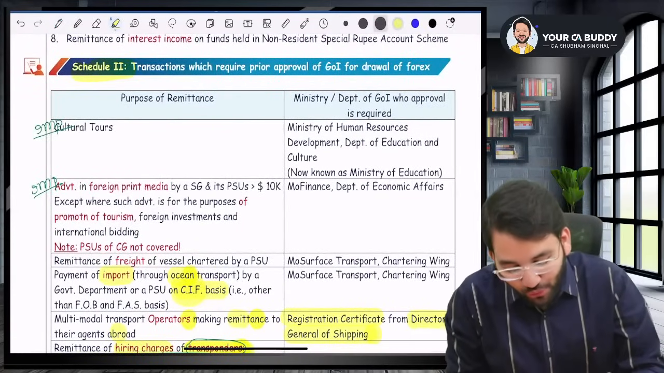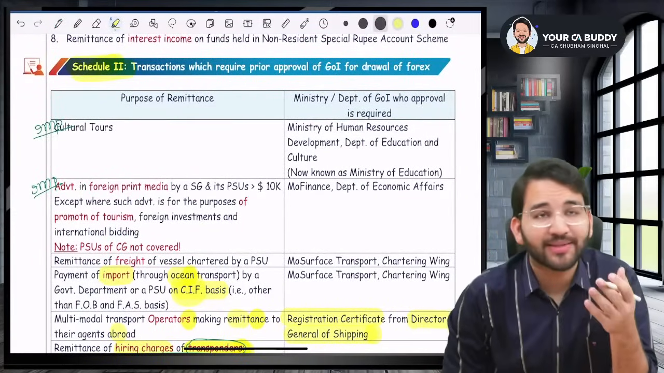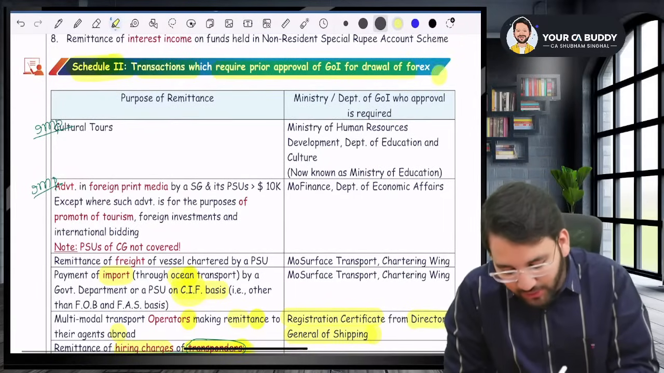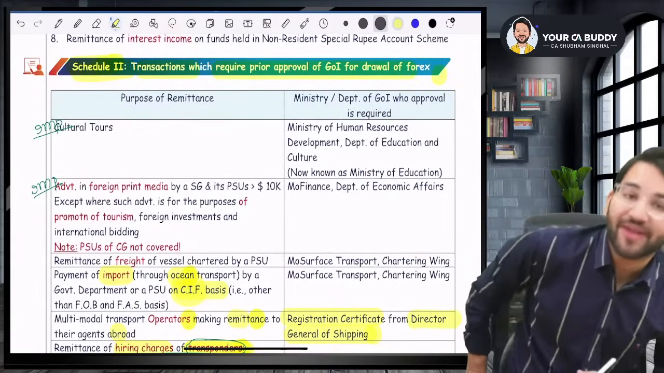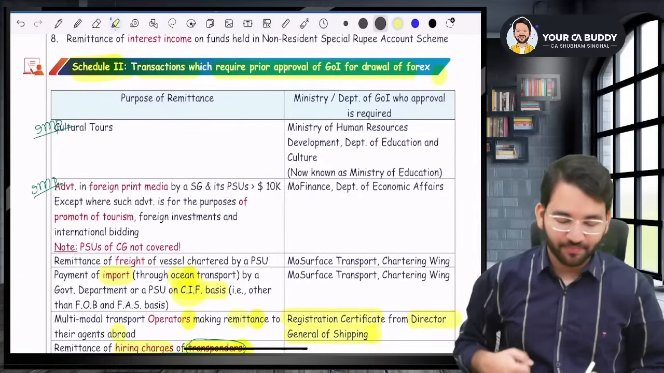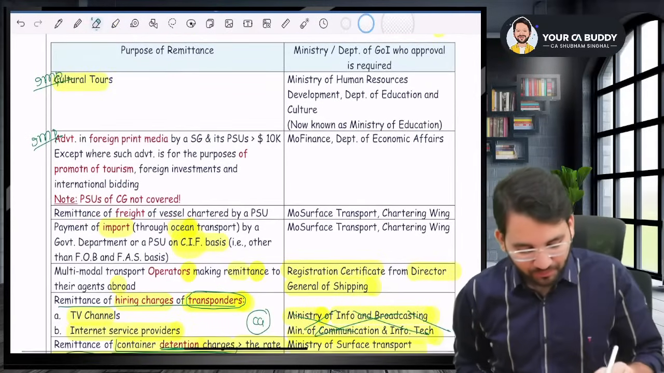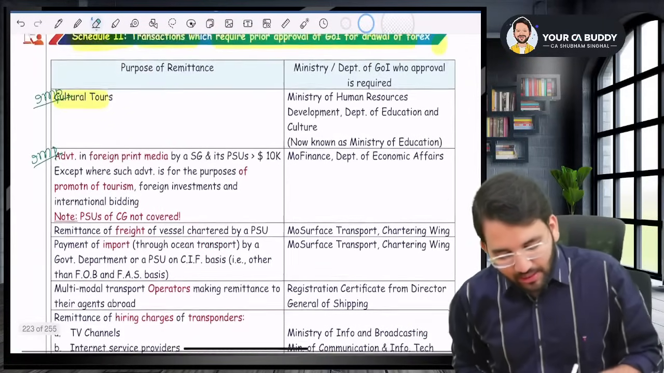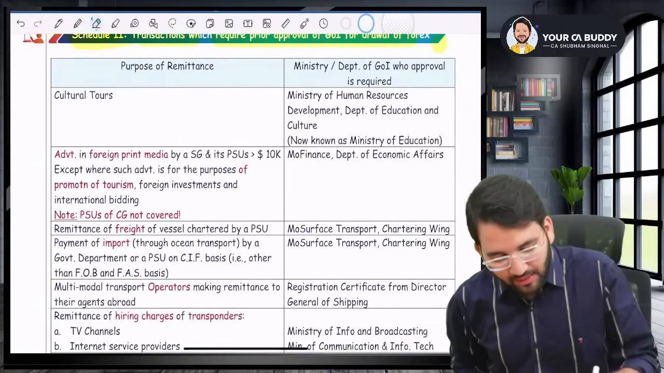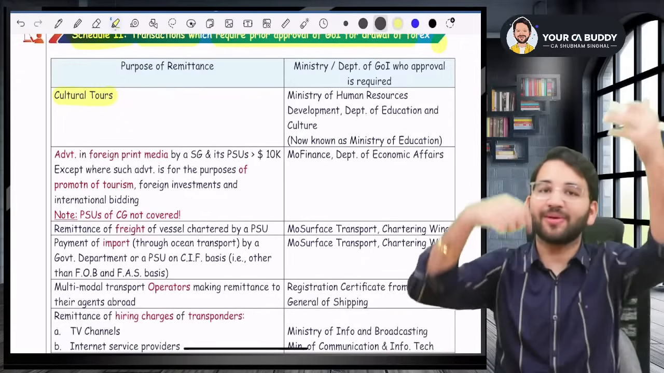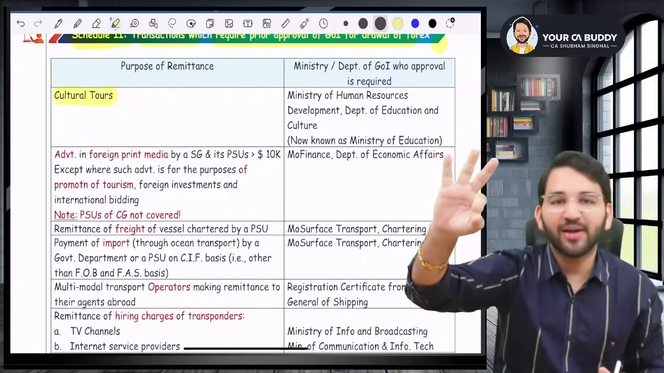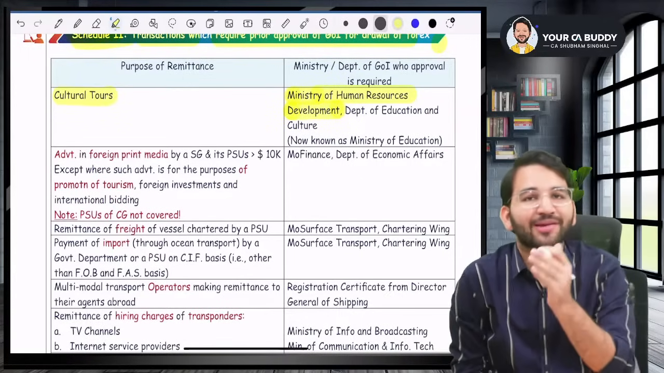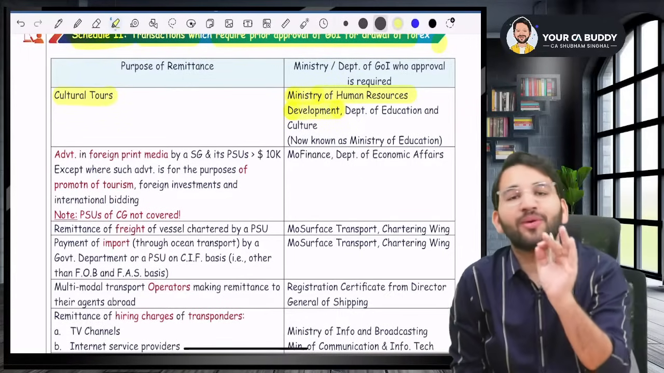Number two, sir, Schedule 2. I told you Schedule 2 talks about transactions for which central government's approval is required. So, transactions which require prior approval of Government of India to process foreign exchange. Number one, sir, cultural tours. Listen to me, listen and try to understand. If you want to perform some cultural tours outside India, you can definitely go and do it, but you will have to take approval of Ministry of HRD, Ministry of Human Resource Development, nothing else.